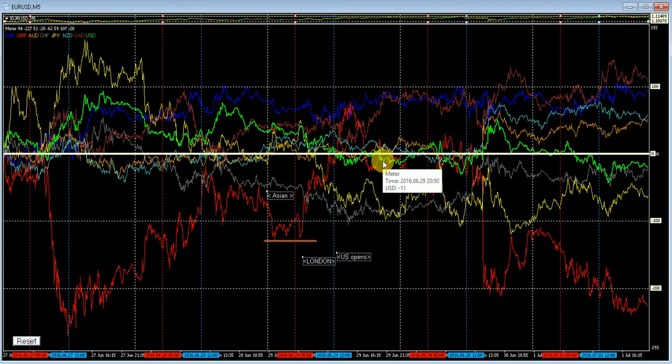If you were buying US dollar pairs, you were really having to make the other currency do the work. You see, you're not getting anything. It's like bouncing a dead cat. You're getting nothing out of that at all, guys.